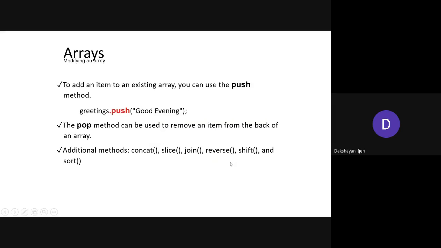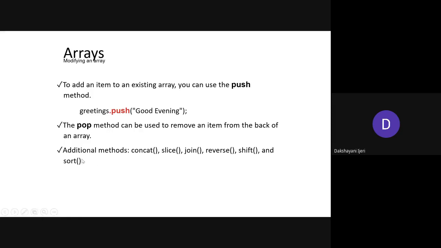Correct. Okay, so in case you want to remove the element from the last, at that time you can go for using the pop method. When you use the pop method on the array variable, it is going to delete the last element of an array.